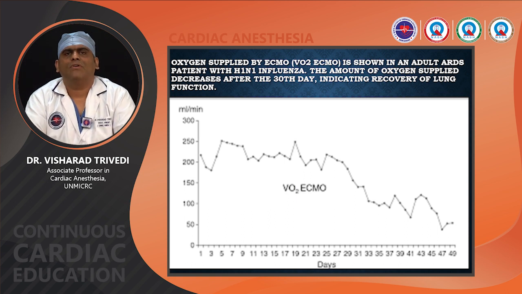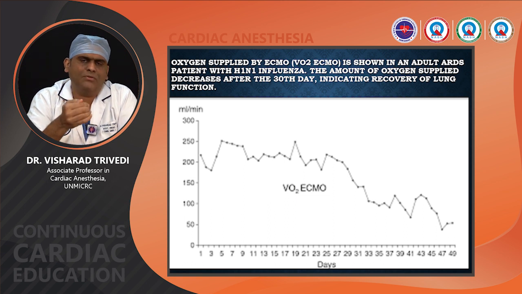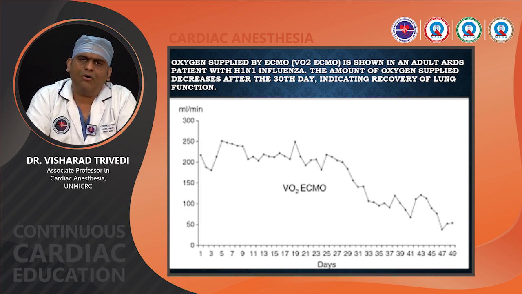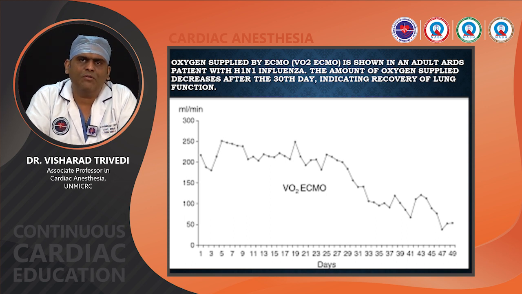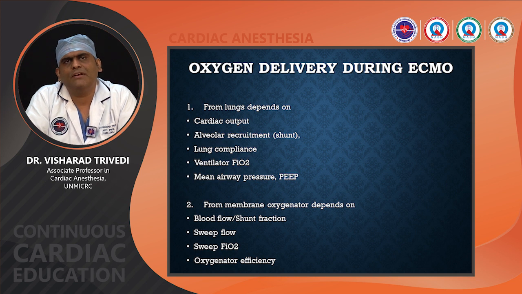So basically, as the lung has started to improve, the lung is also taking part in the oxygenation. So the ECMO's contribution to oxygen at the oxygenator level will be reduced. In this graph you can see that the VO2 of ECMO, which is purely of ECMO, after 30 days, once the lung starts improving, reduces quite significantly, and so as the lung improves, your VO2 will reduce.